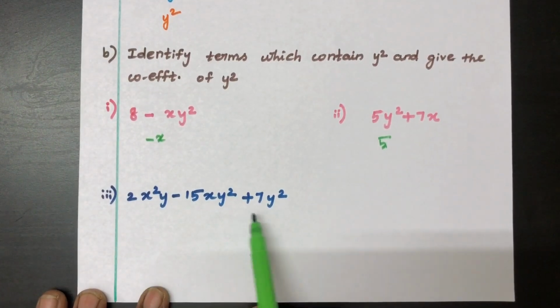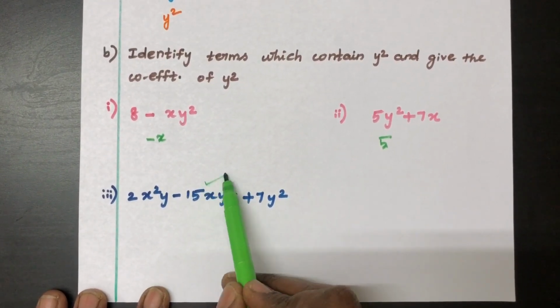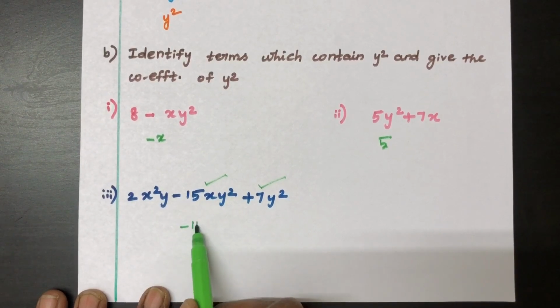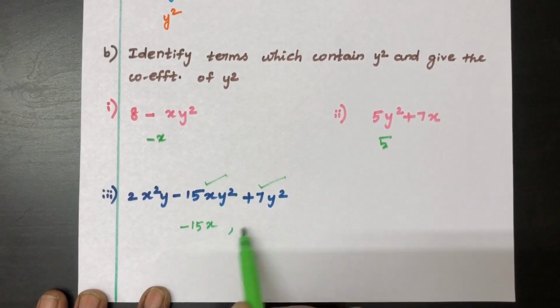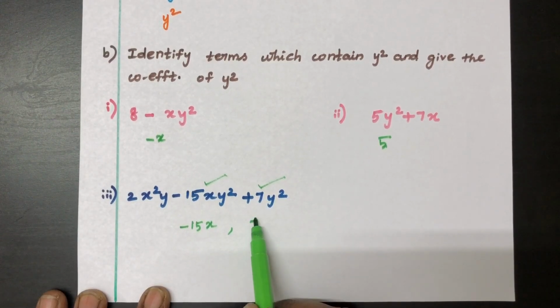Here we need to look for the y square term. Here it is y. Don't get confused. Y square alone. This one and this one. What is the coefficient for the second term? Minus 15x. And what is the coefficient for the third term? Y square coefficient is 7.